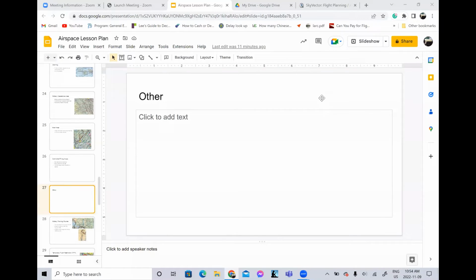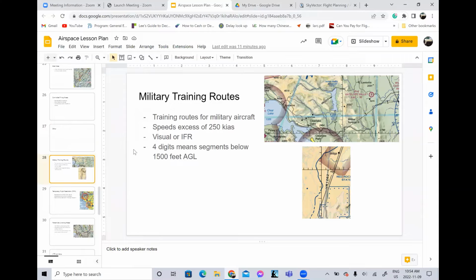All right, the last type of airspace we've got to cover is other. It's not included in controlled, uncontrolled, or special use airspace. The first one we're going to cover is military training routes. The hazards associated with this type of airspace are that there are going to be high-speed aircraft flying in excess of 250 knots indicated at low altitudes.